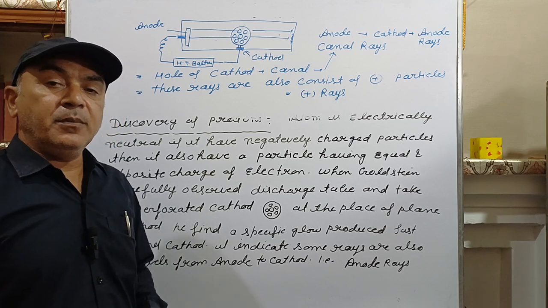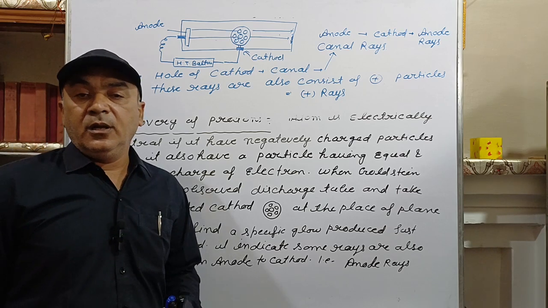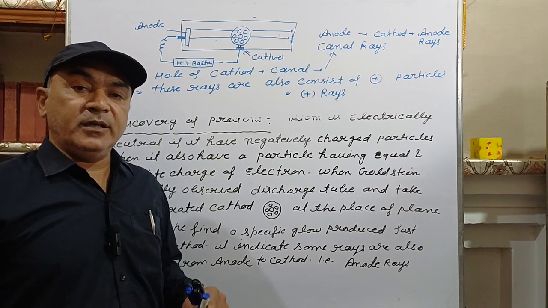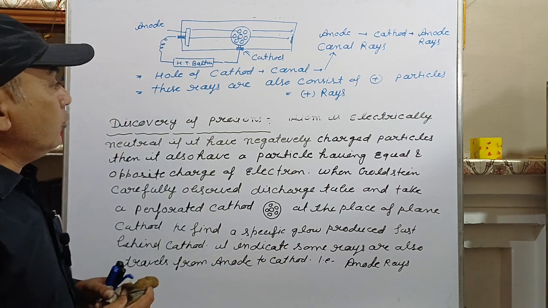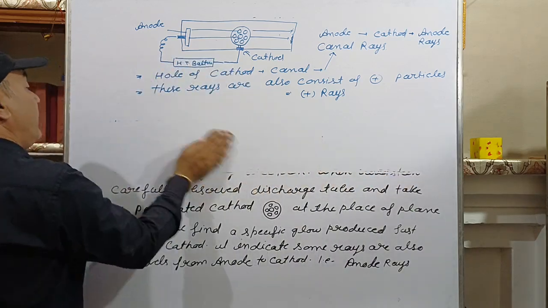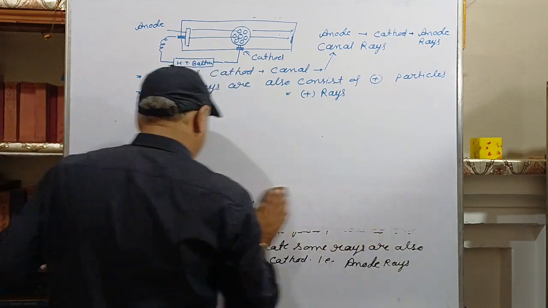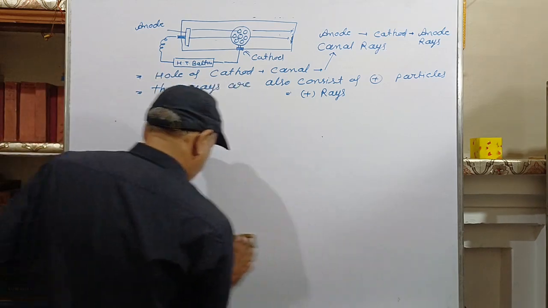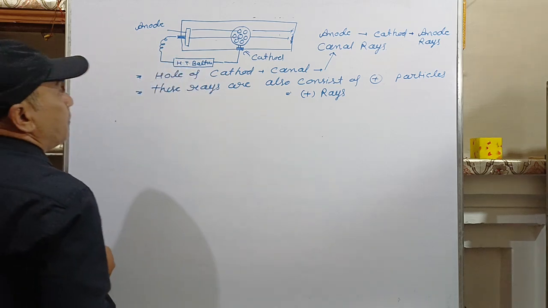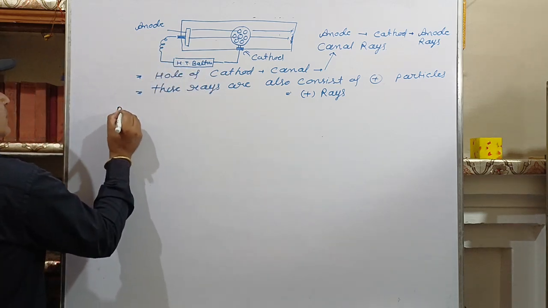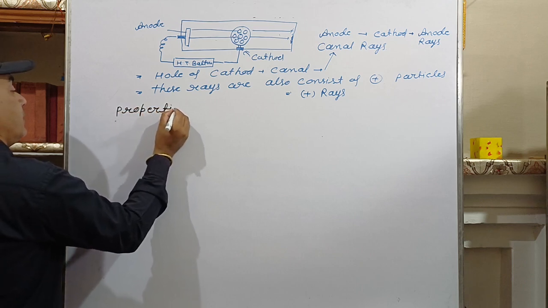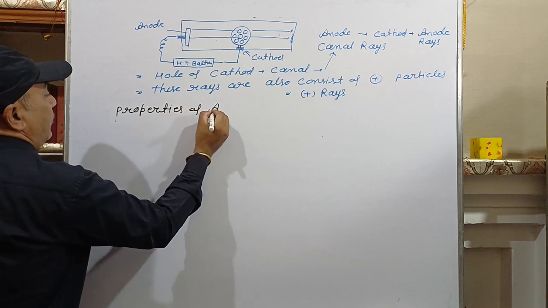These rays have properties similar to cathode rays, but they also have some properties which are different from cathode rays. Now, our topic is properties of anode rays.